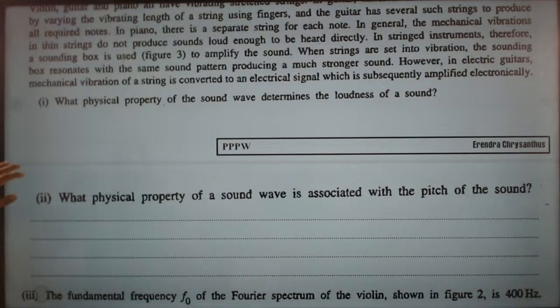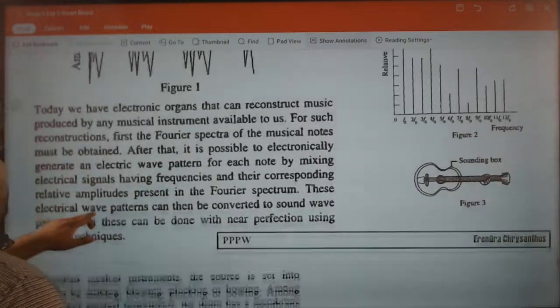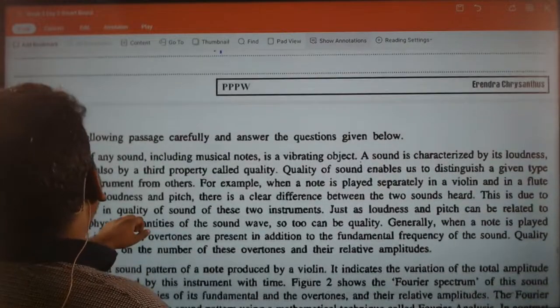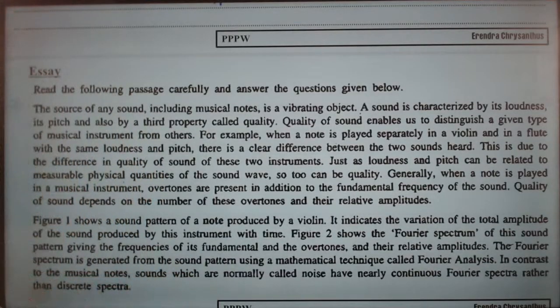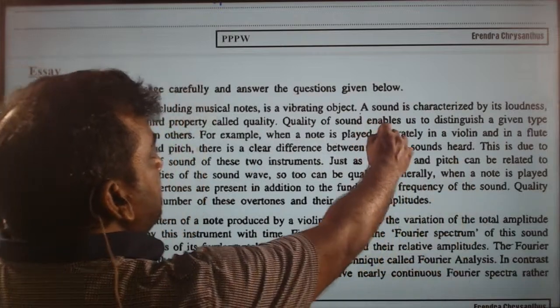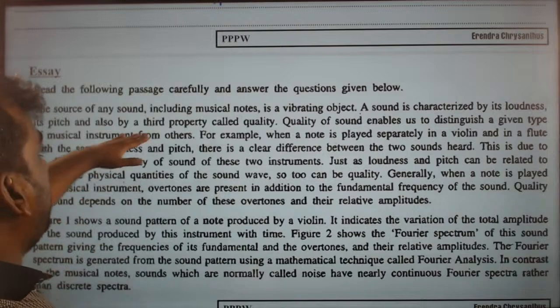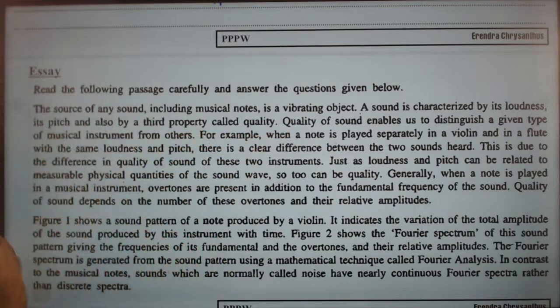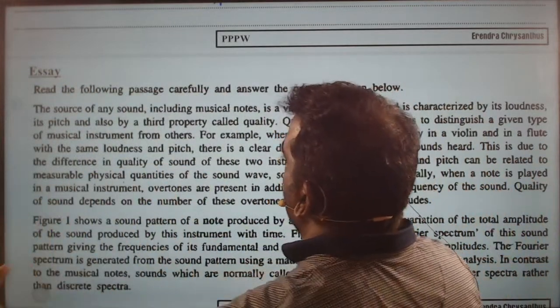What physical property of the sound wave determines the loudness of sound? Now, loudness depends on amplitude, but let's see what they have told. A source of sound including musical notes is a vibrating object. Sound is characterized by its loudness, its pitch, and the third quality called quality of sound, which enables us to distinguish one type of musical instrument from the other.